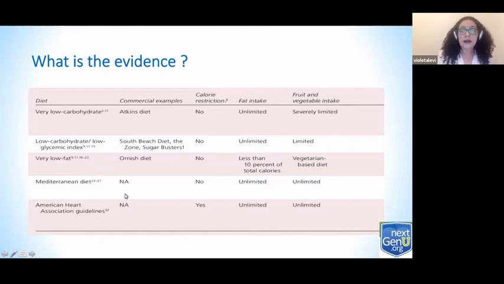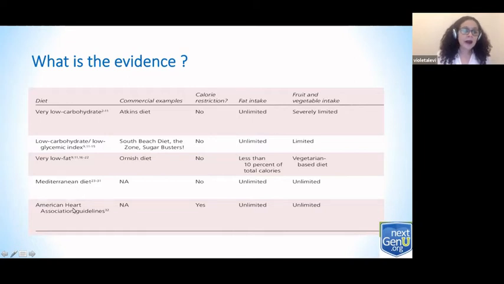The Mediterranean diet doesn't have any kind of calorie restriction, no fat intake restriction, and unlimited vegetable and fruit intake. This is the diet that has the most evidence of being very important to diminish health risk. We are going to see it in the next slides.